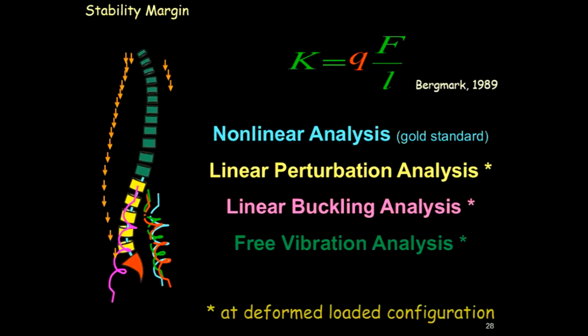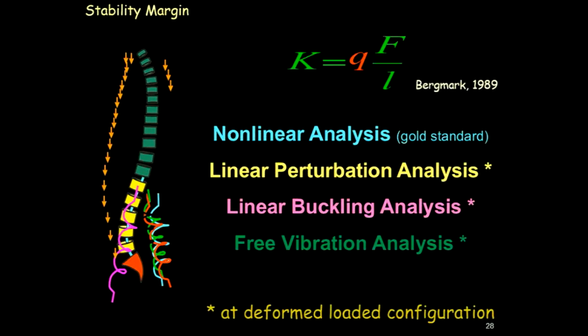Now I go back to my stability case. What we do is first we evaluate muscle forces. Then we come to this equation of Bergmark. I understand it's a linear equation between the stiffness, muscle force, length of muscle, and the Q is a stiffness coefficient which is unitless. Then we use nonlinear analysis as the gold standard, and then a set of other methods which we can use, either a static criteria of instability or dynamic, in order to identify the force reserve or margin of stability of the system at the deformed configuration.